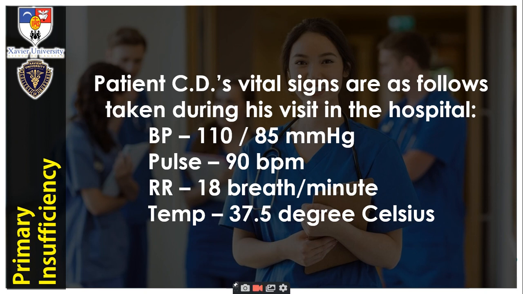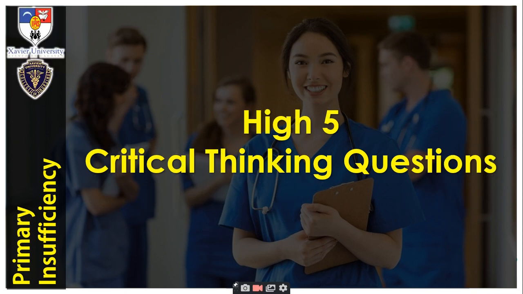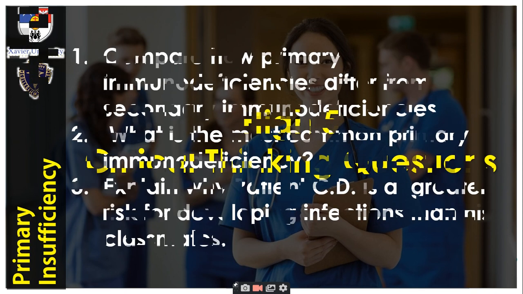Patient CD's vital signs, taken during his visit in the hospital, are as follows: blood pressure of 110 over 85 millimeters mercury, pulse of 90 beats per minute, respiratory rate of 18 breaths per minute, temperature of 37.5 degrees Celsius. Patient CD returns in 3 weeks with complaints of a stuffy nose. He is also due for his next injection of gamma globulin. You attended to his needs and were able to give reinforcement about teachings that will benefit him and reduce the risk of getting infection.